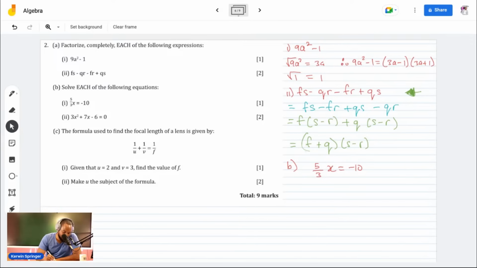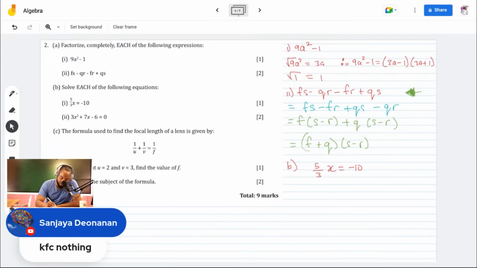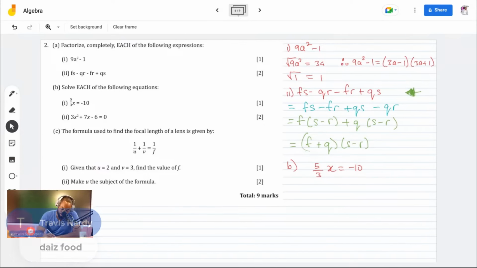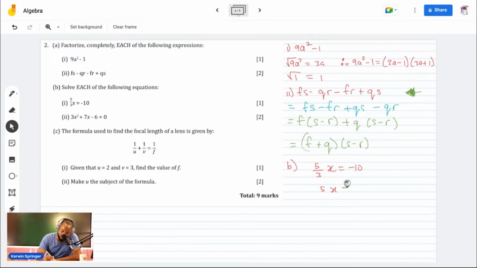And this is fantastically easy to solve. We're just going to bring across the 3. So 5 by x is equal to negative 10 by 3, which is negative 30. Then we bring across the 5. Negative 30 over 5. You understand? Swap the operation. So x is just straight up negative 6.